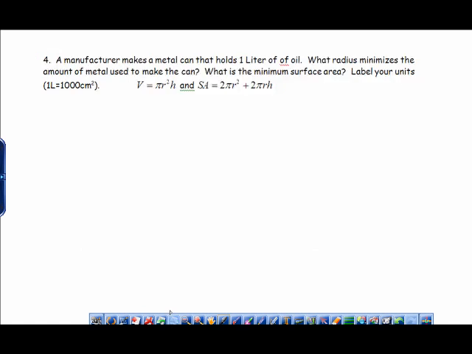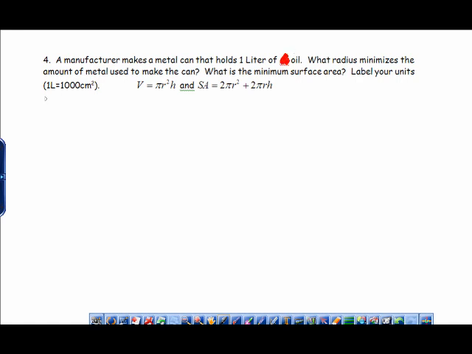Okay, last problem we're going to work together. This has to do kind of with a geometry problem, but this is actually more algebra than geometry. I've already given you the formulas that you need here. This is talking about a can, which is a cylinder. A manufacturer makes a metal can that holds a liter of oil, and hopefully I fixed this typo by the time you get a printed copy of it.